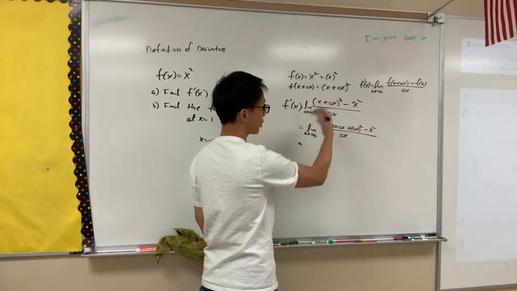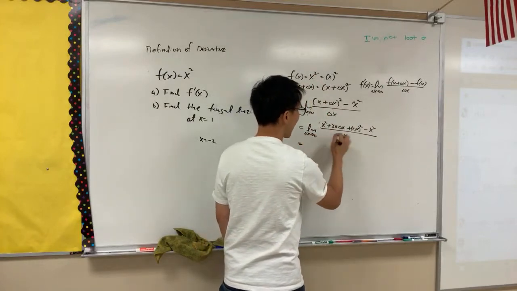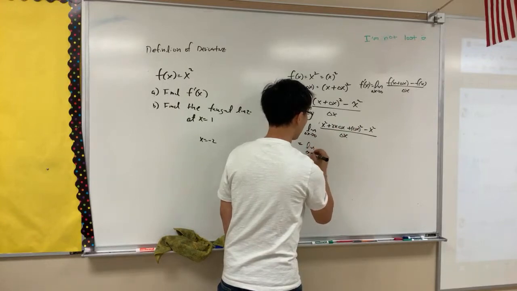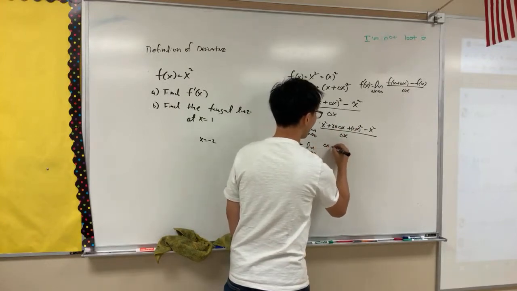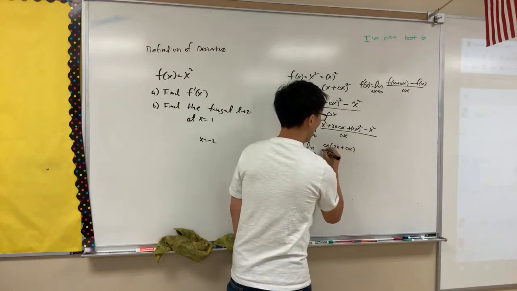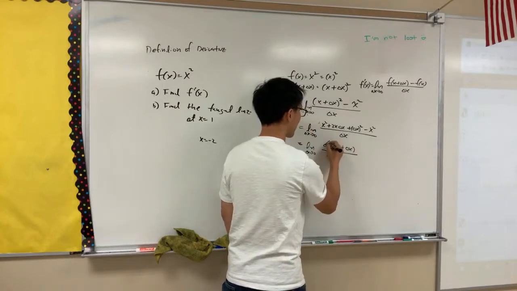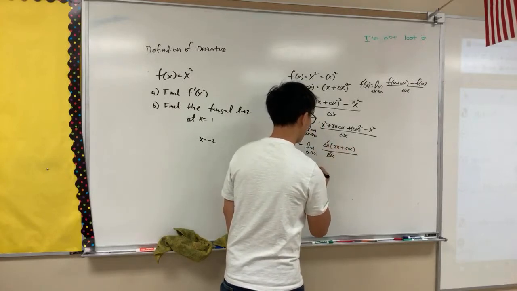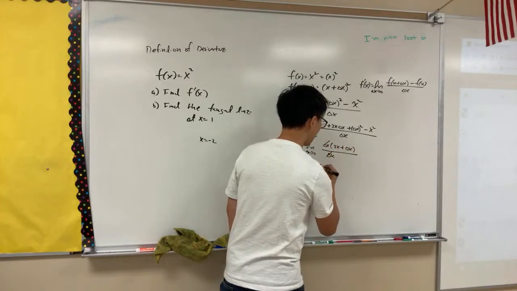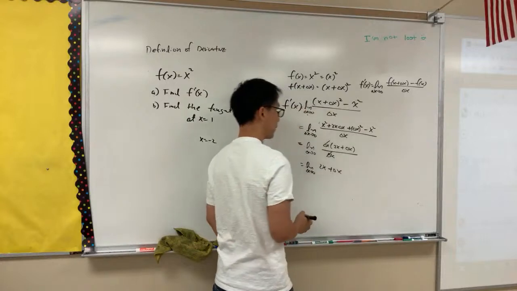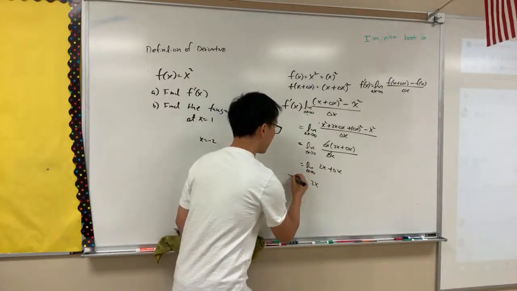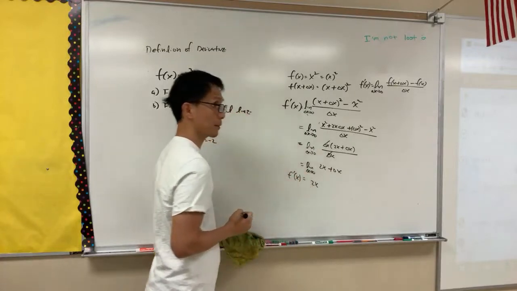So once I did that, the x squared and x squared cancel out, right? So delta x approaches 0, and I'm going to factor out that delta x. So I get 2x plus delta x, all over delta x. So delta x cancels out. That's equal to the limit as delta x approaches 0 of 2x plus delta x. Then delta x goes to 0, so that's equal to 2x. So that means f prime of x equals 2x.